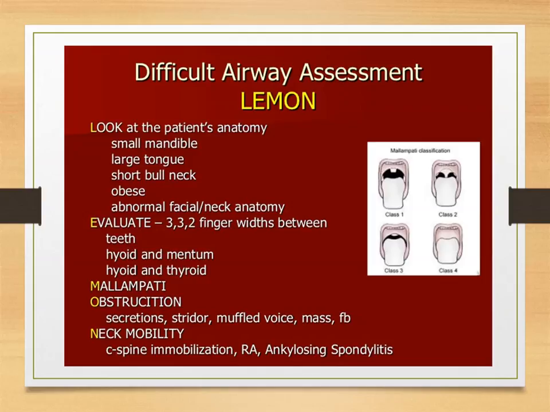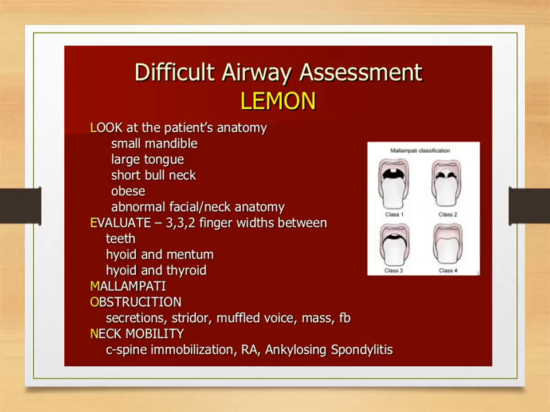LEMON stands for look, evaluate, Mallampati, obstruction, and neck mobility. So let's start with the L, look. The first thing that we're going to do is look at our patient's anatomy. Do they have a small mandible, large tongue, short bull neck? Are they obese? All of those things can affect the ease of intubation. Do they have any abnormal facial or neck anatomy or anything like that? So take a look. Look at their teeth. Do they have buck teeth? That can make a difference, okay?